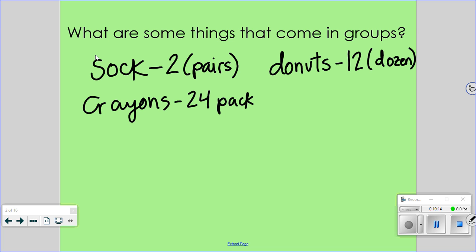Yeah, paper. Y'all brought me giant packs of paper. There's usually about 50 sheets of paper in a pack. You could get the 100 ones or the 250 ones, the really big packs. Anything else you can think of in a group?